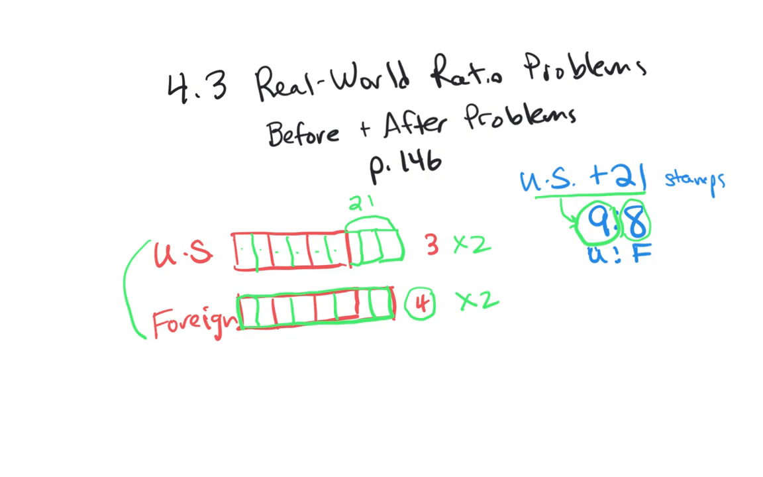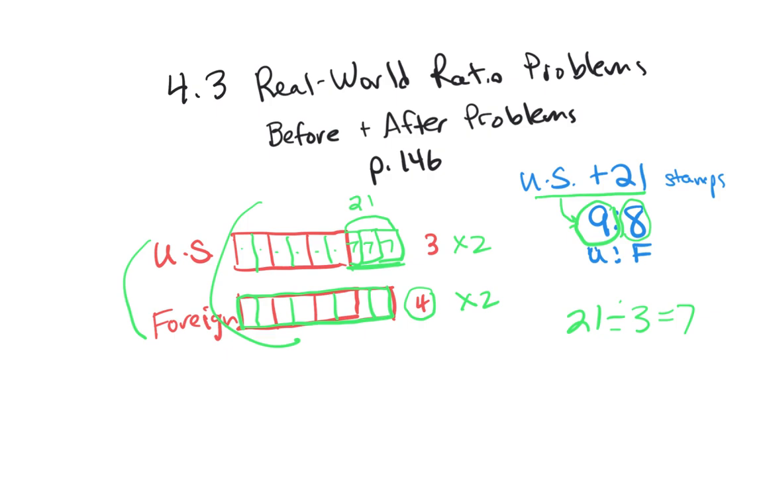So what would each unit be worth if there's 3 units worth 21? Well, that's pretty easy. 21 divided by 3, which would be 7 in each one. So each unit in this picture here is worth 7 stamps.